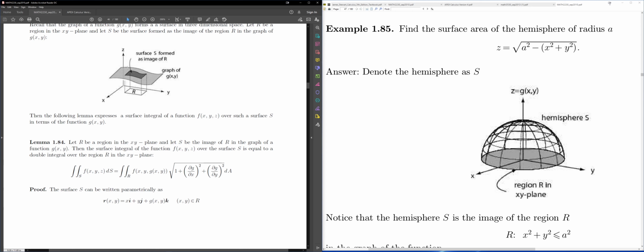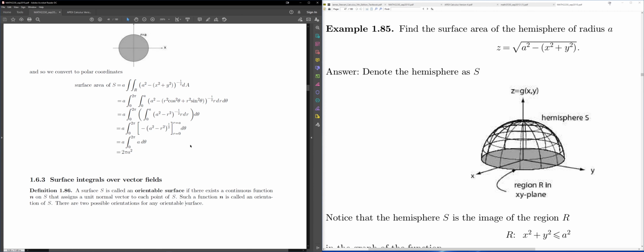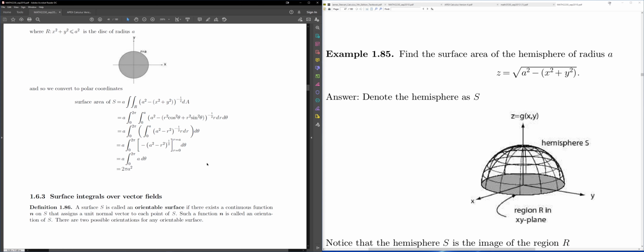So if you're comparing this general picture to what I have, S is the gridded half hemisphere over here, and the region R, when you project this S onto the XY plane, is this dark gray disk in the XY plane. It seems sort of elliptical over here, but if you looked in a plan view, you'd see an actual disk in the XY plane. So the region R is a disk in my XY plane.